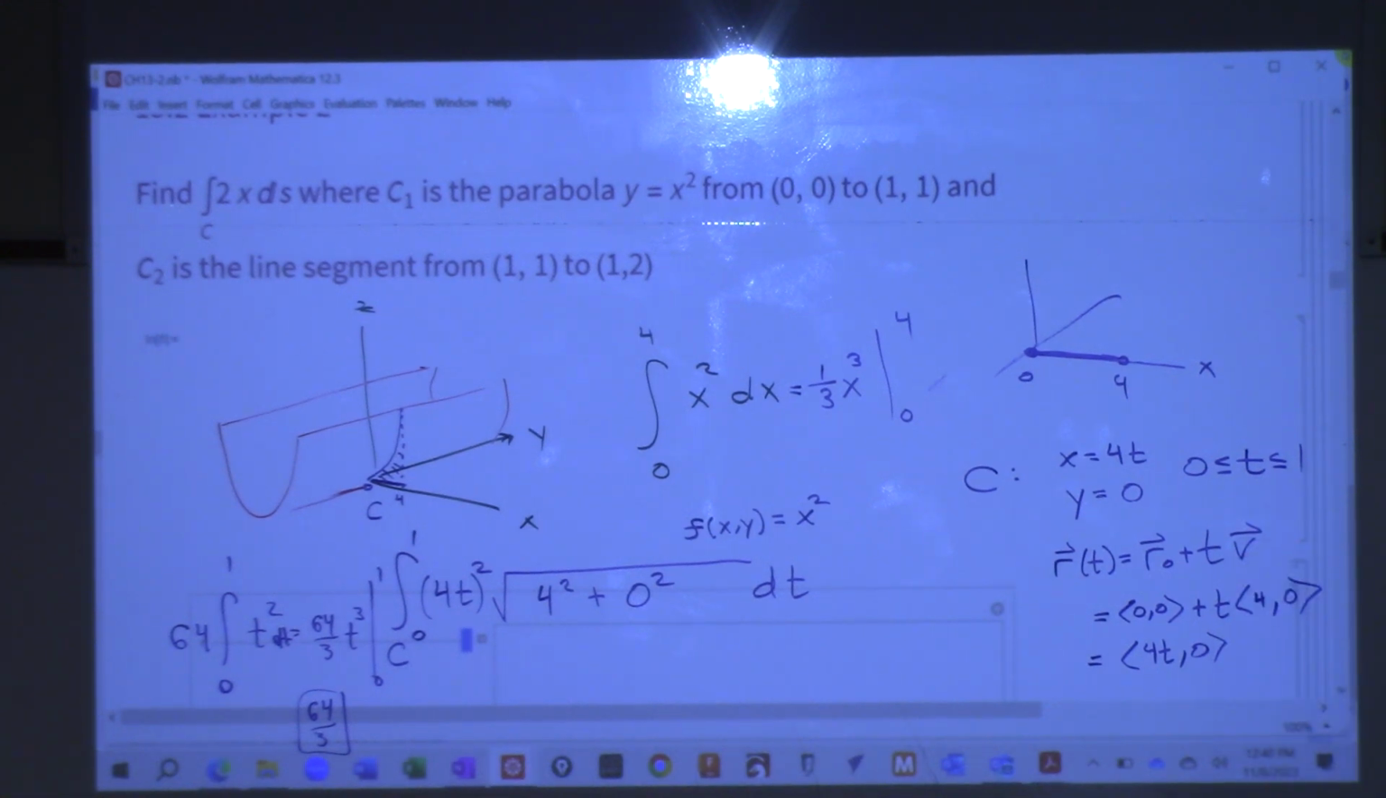Just homework-wise, just try and finish up chapter 12. And if you want, you can look at 13.1. There's some stuff in 13.1 you can mess with. Don't get too bogged down on 13.1.